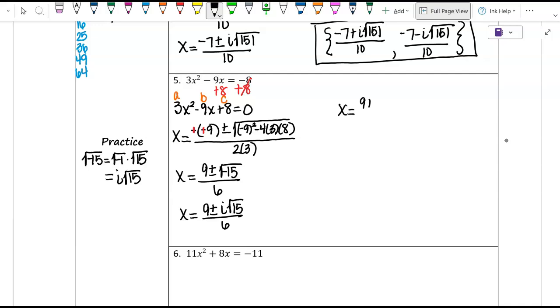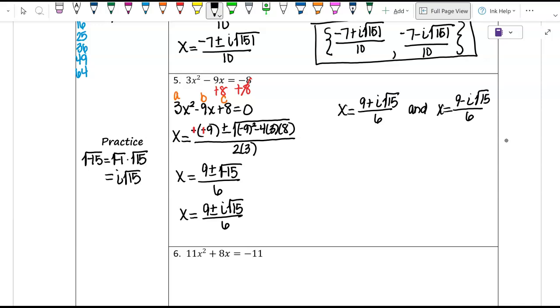So x equals 9 plus I radical 15 over 6. And x equals 9 minus I radical 15 over 6. Now, when we look at this, you think, oh, 9 and 6 both have 3 in common. And they do. But does the other term have 3 in common? Can I divide 3 into I? No. So just because I can reduce 2 of them, I have to be able to reduce all 3 of them. So honestly, this is the simplified answer.